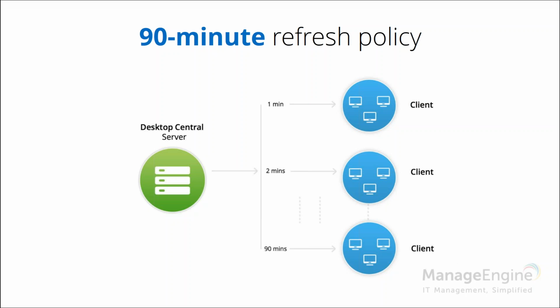To make it more understandable, let's take a 90 computers environment. According to this 90 minutes refresh policy, one computer will reach out to the Desktop Central server per minute. For a 900 computers network, 10 computers will reach out to the Desktop Central server per minute. Similarly, for a large network of 9,100 machines, 100 machines will reach out to Desktop Central per minute.